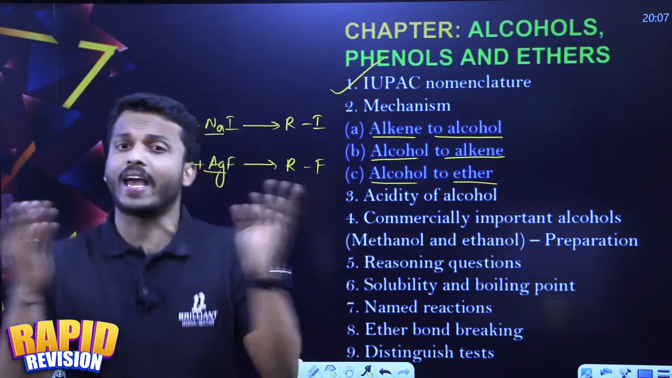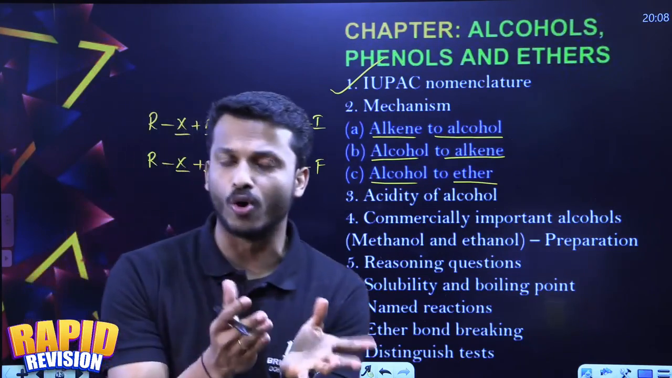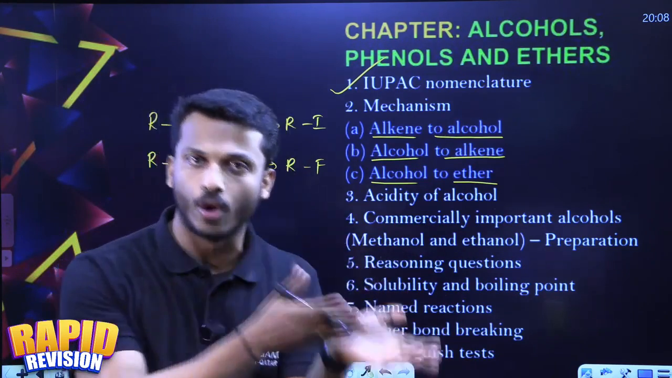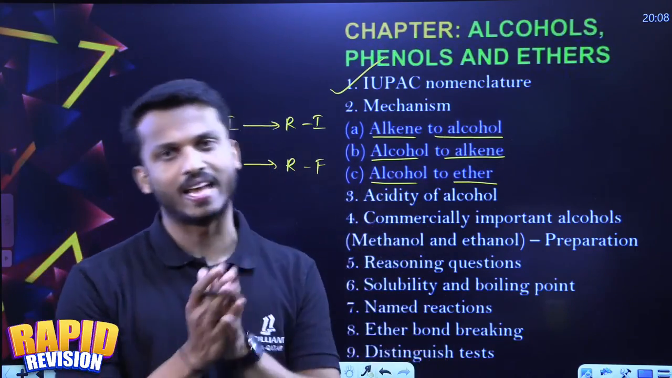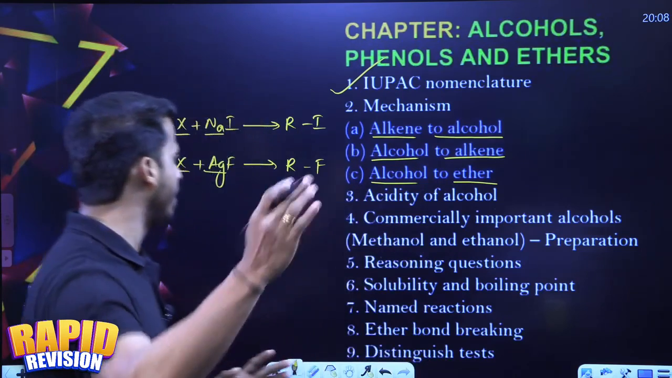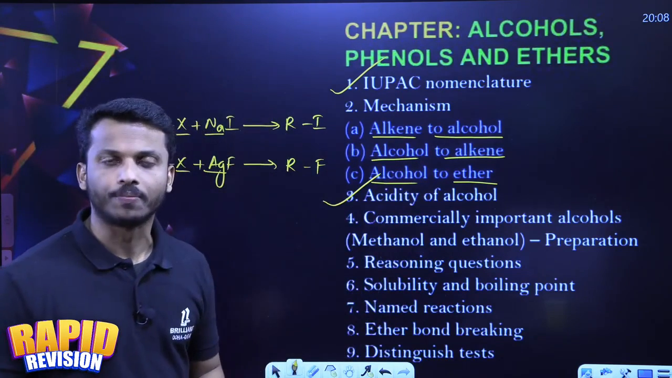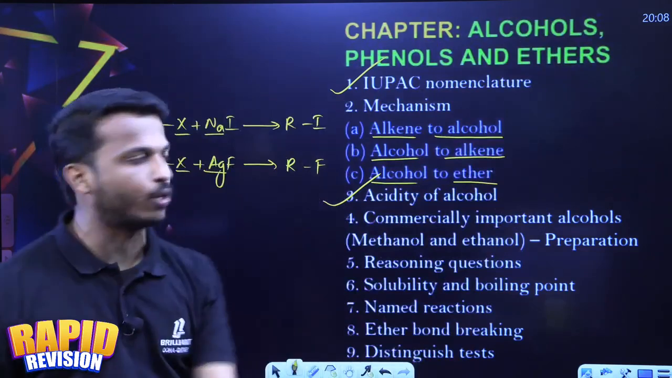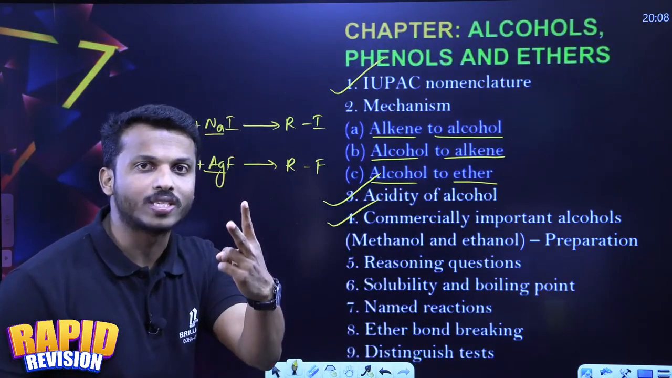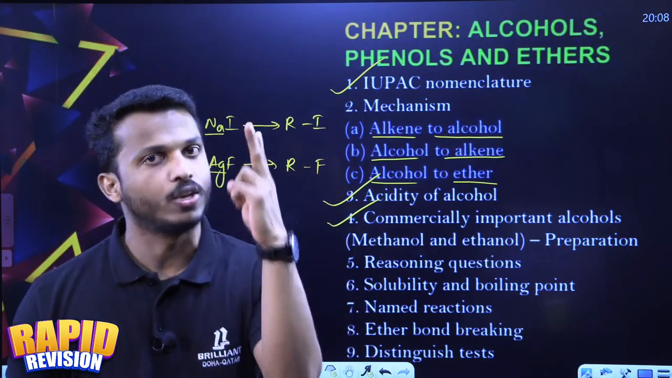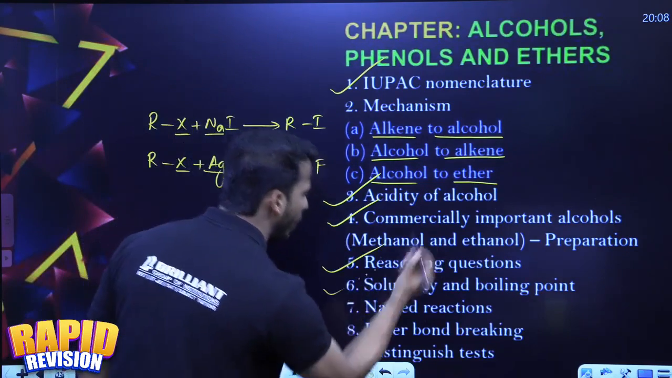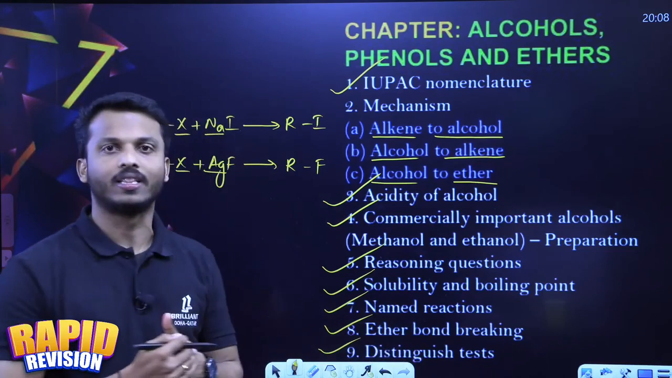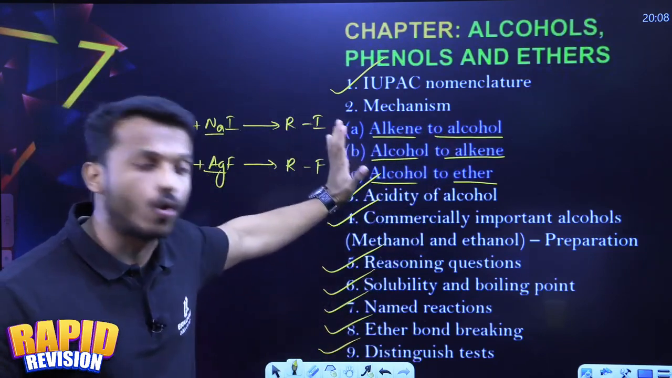Mostly they will ask direct questions, like explain the mechanism for alkene to alcohol, or write the mechanism for the conversion of ethanol to ethene, or ethene to ethanol, or ethanol to diethyl ether, with some example. So please study the mechanisms, all of you. Acidity is a most expected question. From the alcohol and carboxylic acid part, you can expect an acidity question. In the amine chapter, we can expect a basicity question. The two commercially important alcohols are methanol and ethanol. Their preparation you can expect as a question. Also reasoning questions on solubility and boiling point, named reactions, ether bond breaking, and distinguishing tests. These are the main areas you have to cover in alcohols, phenols and ethers.